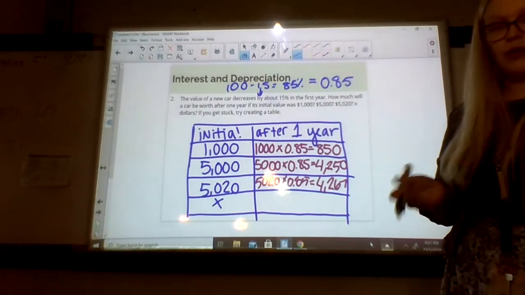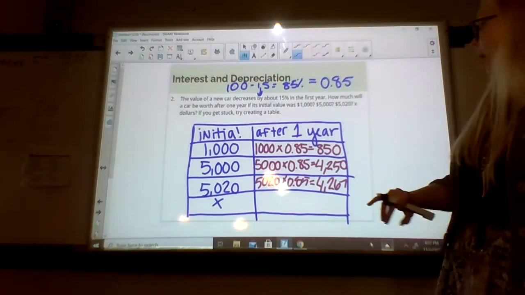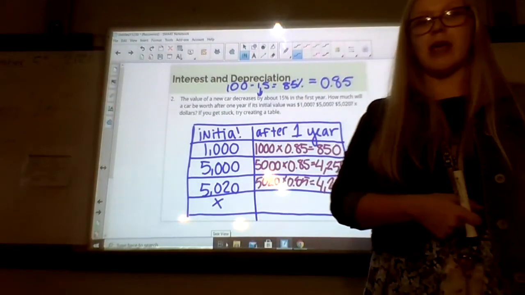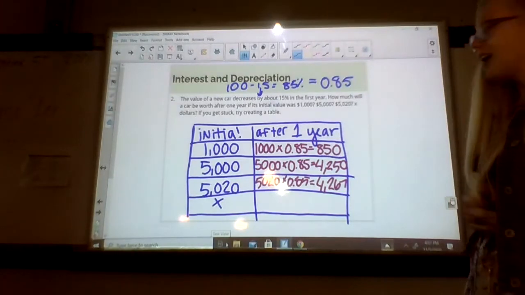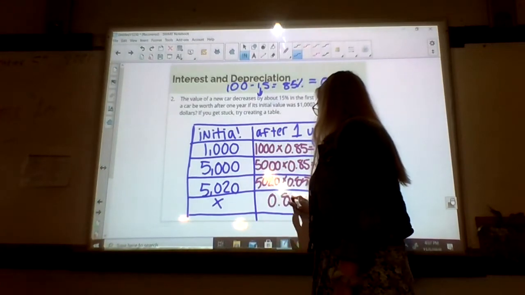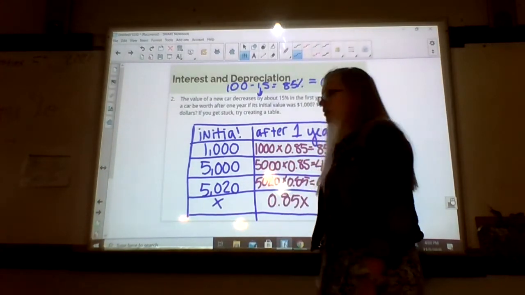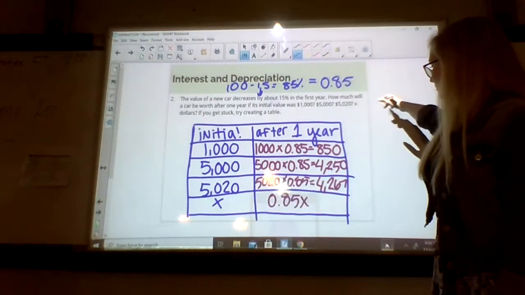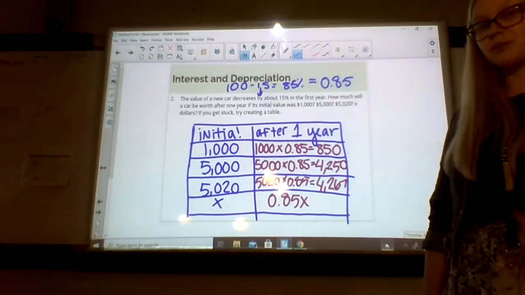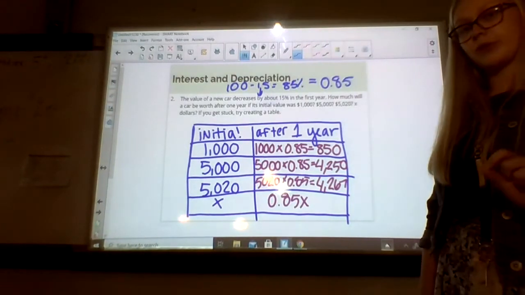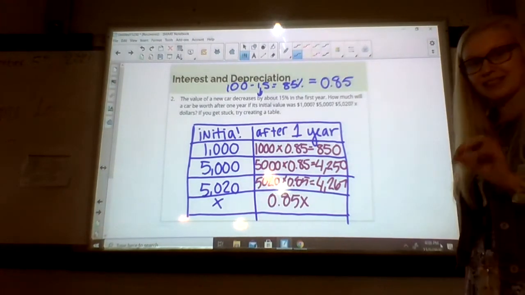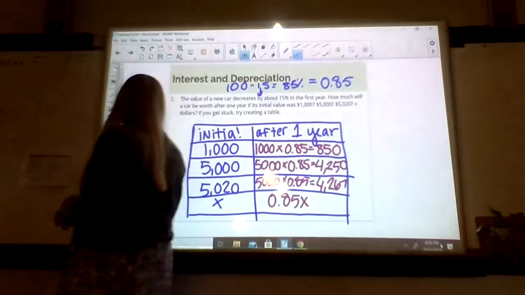Okay. For the last one, X, well, we took all our initial values and multiplied them by our percentage, 85%, or the decimal 0.85. We're going to do the exact same thing to X. So, 0.85 times X. All right. Let me know if you have any questions about this. I know it's really difficult. Let me know if you need any help finding percents of a number. Okay.